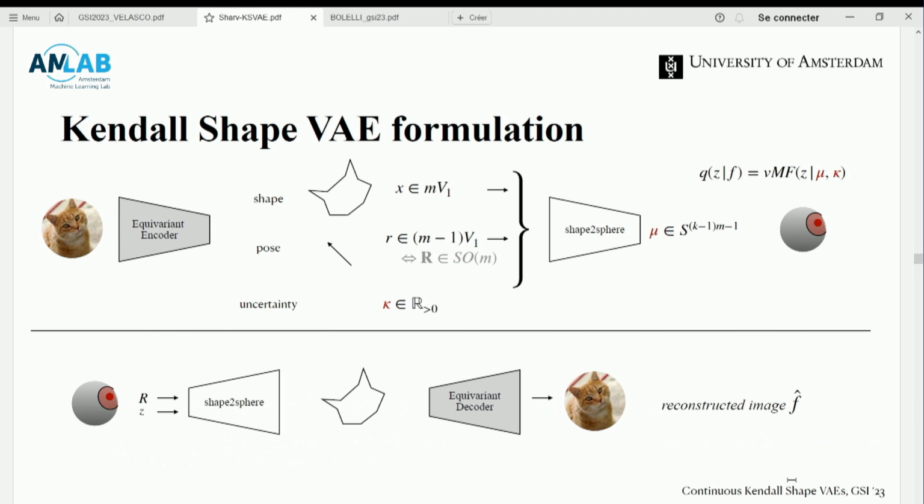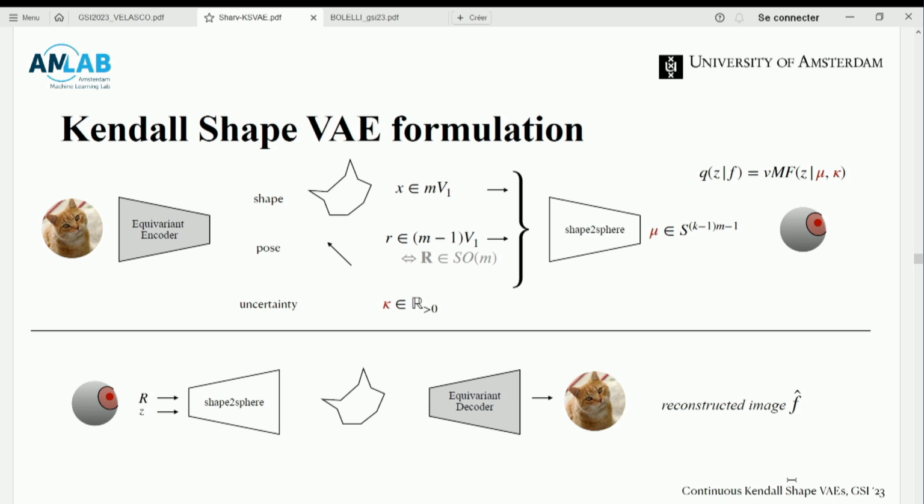Okay, just to dive a little bit deeper, so I hope my animation still works. Given this image of this cat, we have this shape. By shape, we just mean a set of landmarks, so there will be these points here. Then we have this pose, which here could just be a rotation, could be translation or scale, but we take rotation, for example, and this uncertainty parameter, kappa. At some point we would also like to use this model as a generative model, so we do care about this parameter, and hence we model it as a VAE.